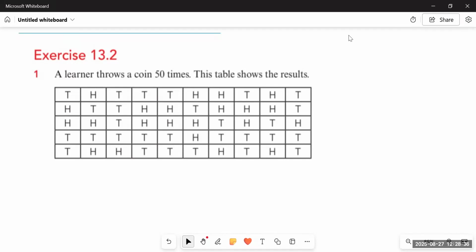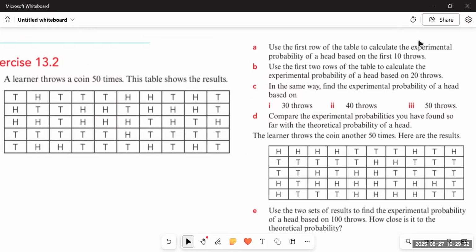So here this question says a learner tosses a coin 50 times. Theoretical probability or experimental probability is based on the experiment being carried out. So here we have been provided with a learner's experiment of throwing a coin 50 times. You can see that the results of throwing a coin 50 times have been given. There are 5 rows, and in each row there are 10 columns. It means that the result is given for 50 times. Now this table shows the results as follows. So what do we have to do next? We have to answer some of the questions given below.